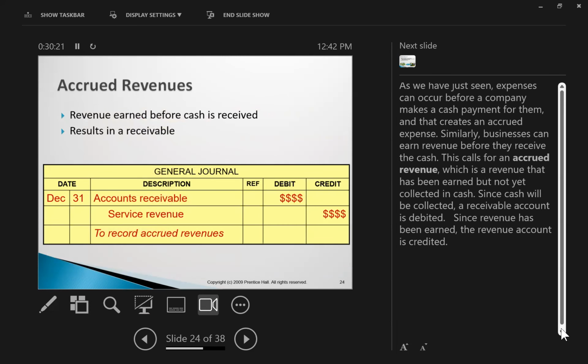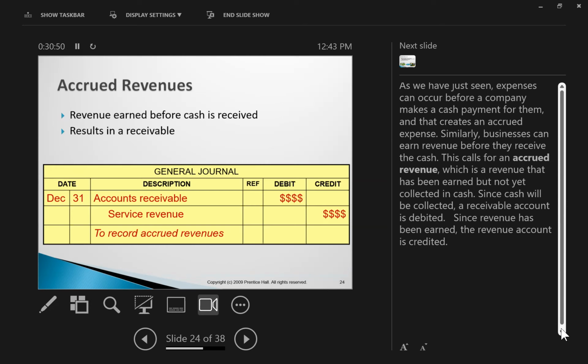Now, accrued revenues are a little bit different. As we've just seen, expenses can occur before a company makes a cash payment for them, and that creates an accrued expense. Similarly, conversely, I like that word better, businesses can earn revenue before they receive the cash. This calls for an accrued revenue.